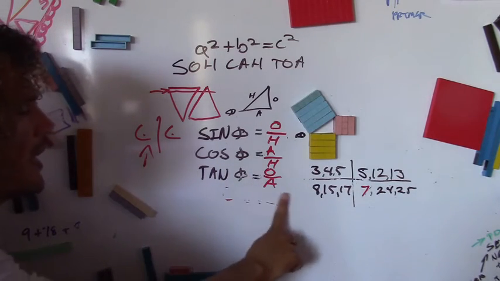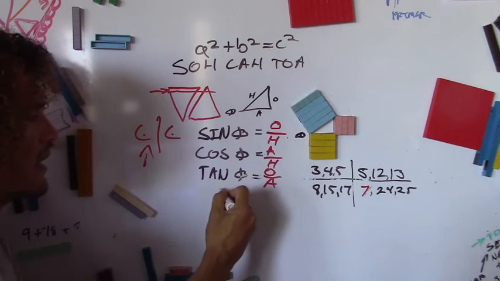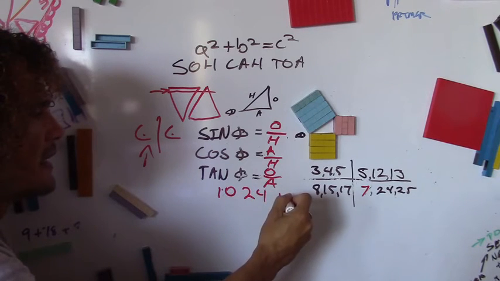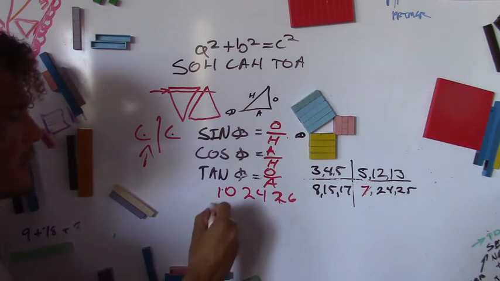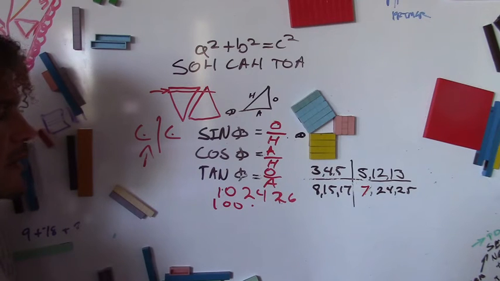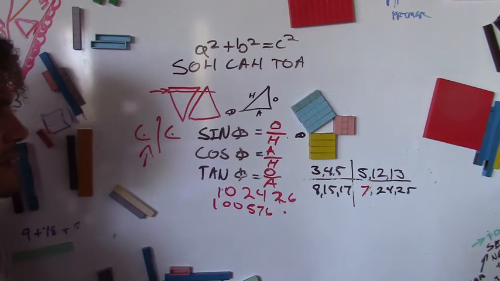Alright, so now, and again, more math. You can do this with all of these guys. Alright, what's this one? This is going to be 10, 24, and 26. What's 10 squared? 100. Good job. What's 24 squared? 576. Are you sure? Yes. You think it's going to be 576? 576. What's 26 squared then? You telling me that 26 squared is 676?